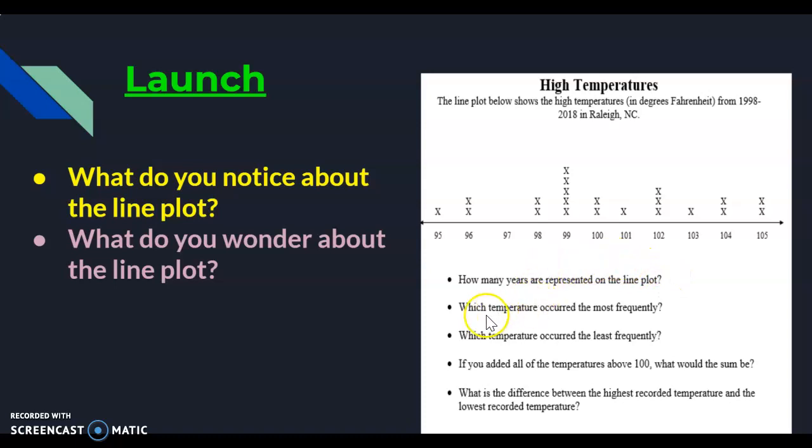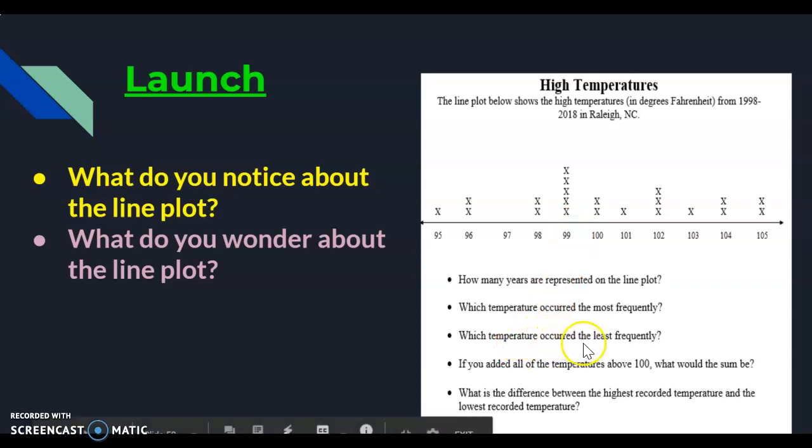Let's go down to our next question. Which temperature occurred the most frequently? Let's take a look. These are the temperatures at the bottom: 95, 96, 97, 98. You just have to identify above which one of these you are going to find the most x's. And it's easily going to be 99 right here. 1, 2, 3, 4, 5. There's 5 above 99.